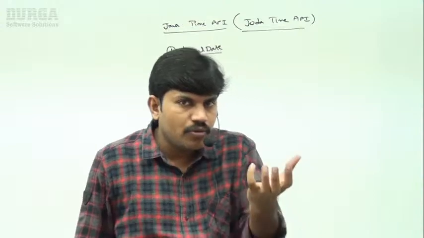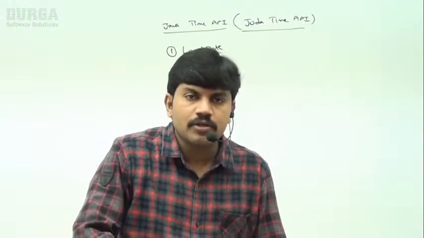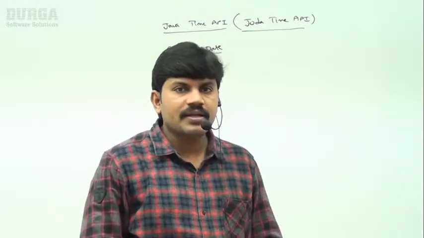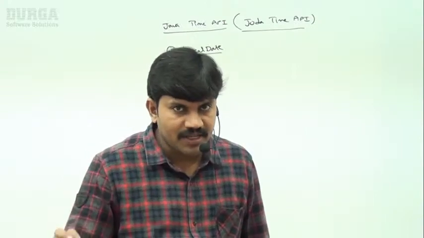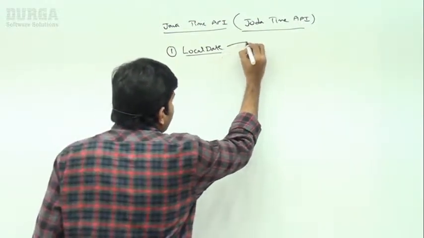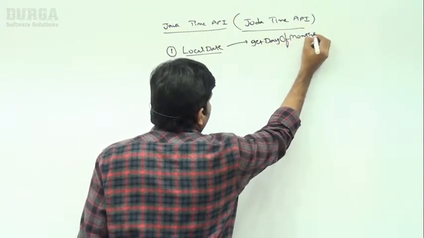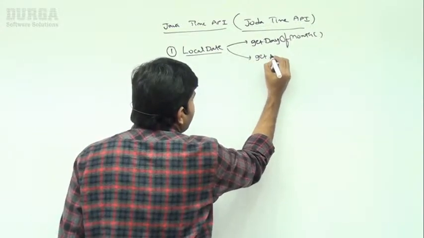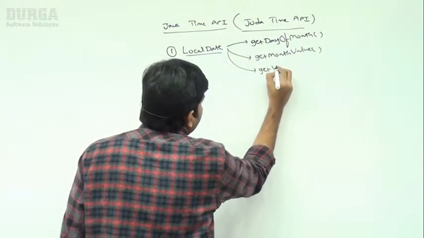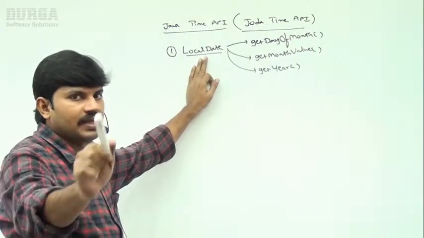Once you create a LocalDate object, it may be the current date or a particular date. How to get the day value, the month value, the year value, like we discussed? There are some methods I covered related to LocalDate. What is the first method? getDayOfMonth, to get the day of the month. Next, getMonthValue, and then getYear, like we covered. So the first class whatever I covered, LocalDate, remember this.